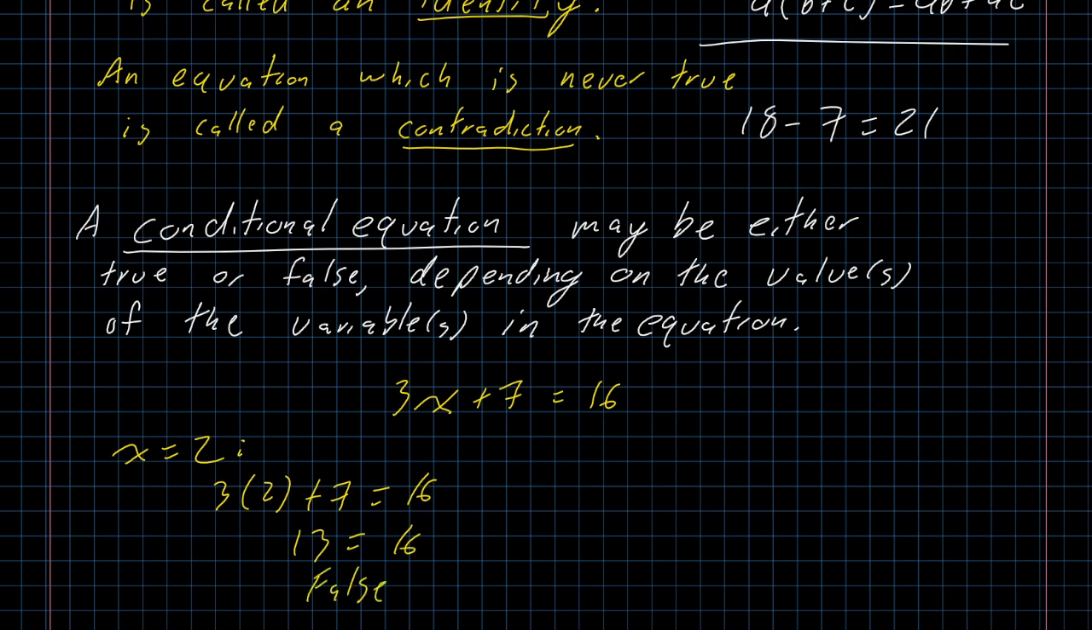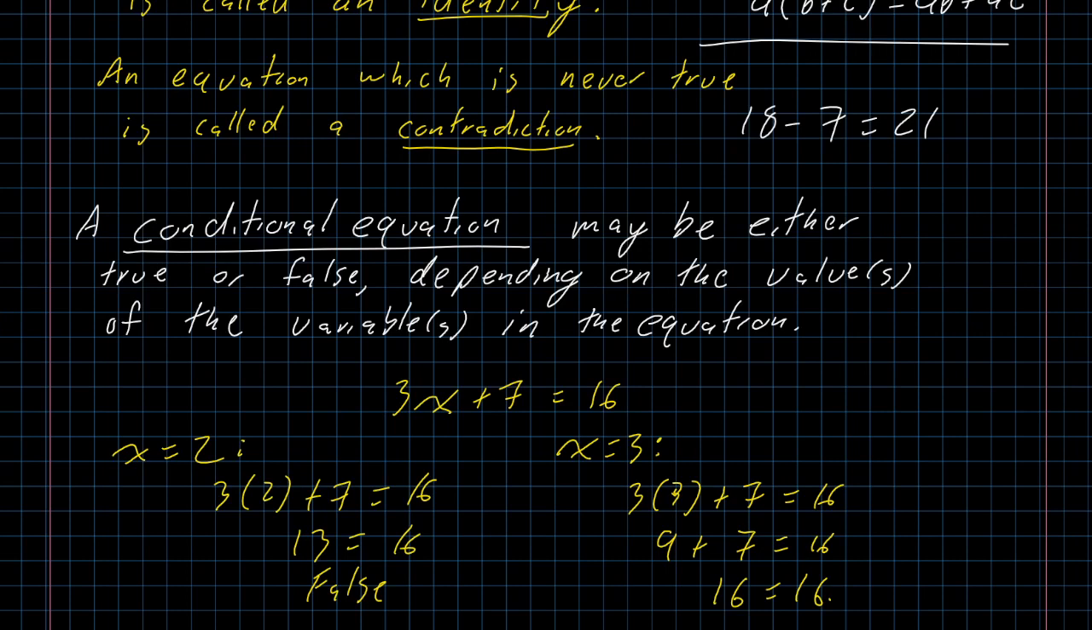That's clearly false. If, on the other hand, x is equal to 3, then I will have 3 times 3 plus 7, and that does work out. So for some values of x, the equation is false. For some values of x, the equation is true. This particular equation is a class known as a linear equation. In a linear equation, there is exactly one value of the variable that makes the equation true.